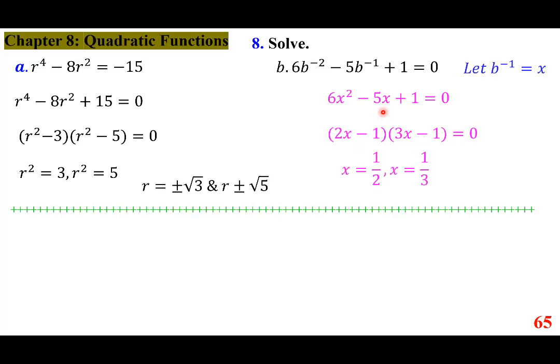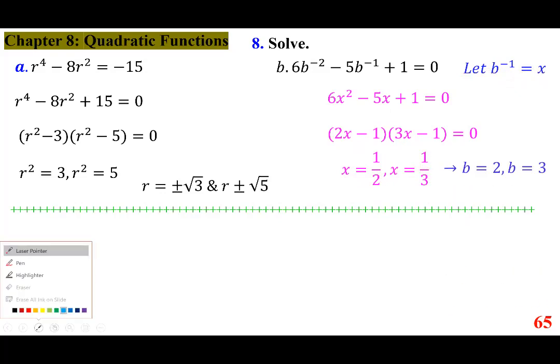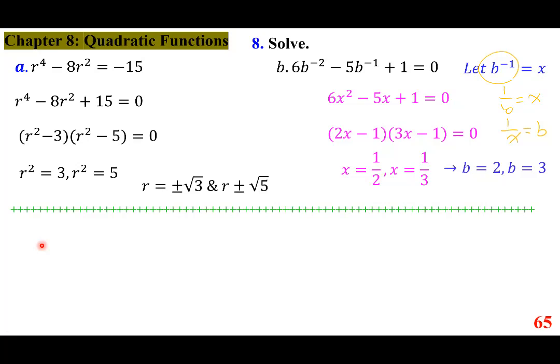You're not done, because we are interested in finding b. b to the power of -1, that means 1 over b. That means the relationship between x and b is that they are reciprocal of each other. So b is the reciprocal of this number, which is 2, and this number, which is 3. So I can write this as 1 over b. Or you can see that 1 over x equals b, however you want to put that. The fact of the matter is the two are reciprocal of each other.